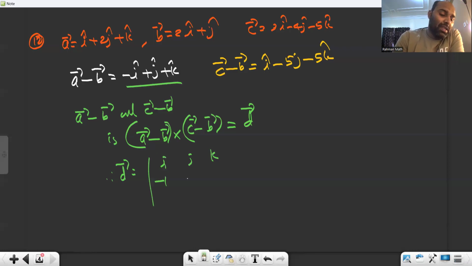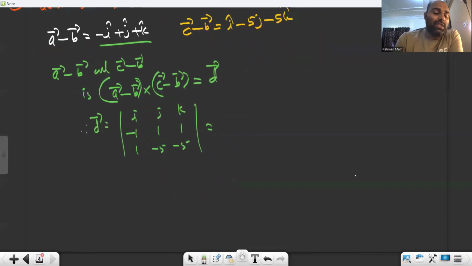Therefore D equals the determinant with i, j, k. A minus B is minus 1, 1, 1. C minus B is 1, minus 5, minus 5. If there is any calculation mistake, let me know. Please write it down, don't simply watch.